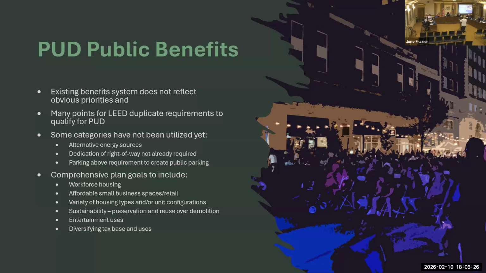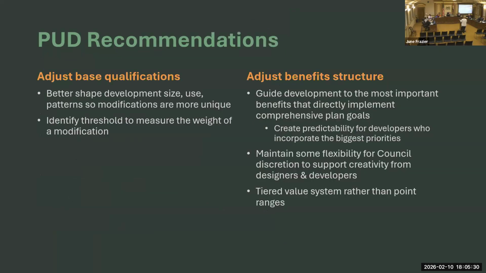And then some comprehensive plan goals, and I'll go into this list a little bit more. So what we've done is adjusted our base, so that creates a better starting point for development, especially within our downtown area, that M3 zoning district now. And then we want to adjust our structure. So we want to guide development, like that flashing sign I talked about.